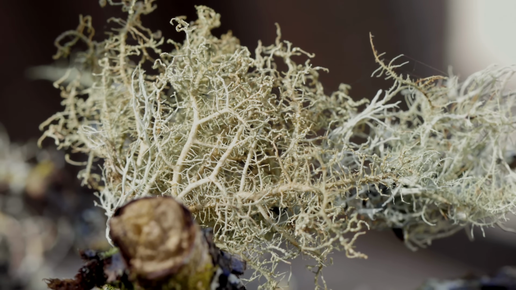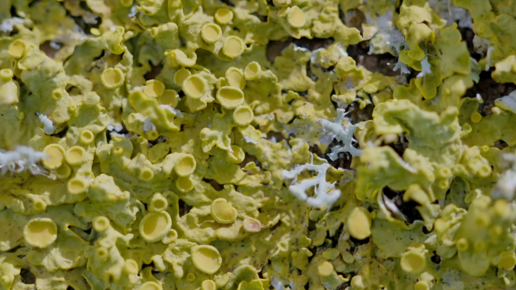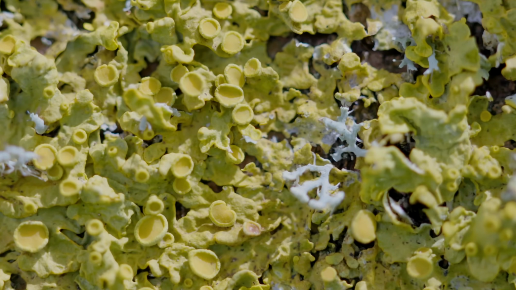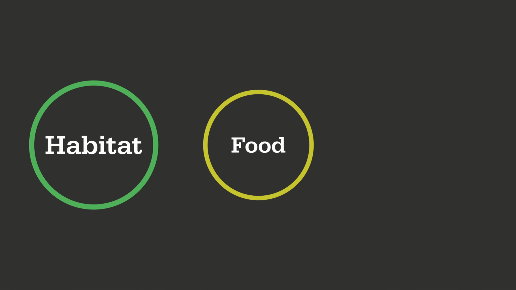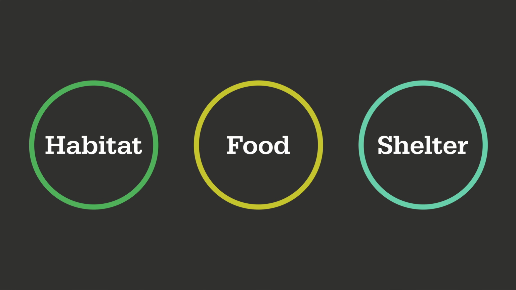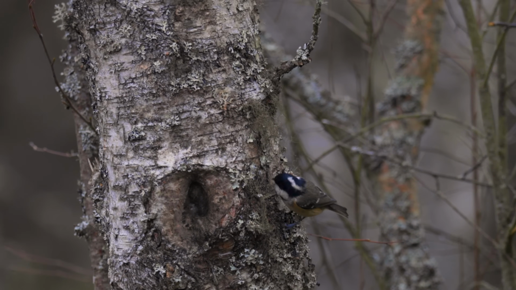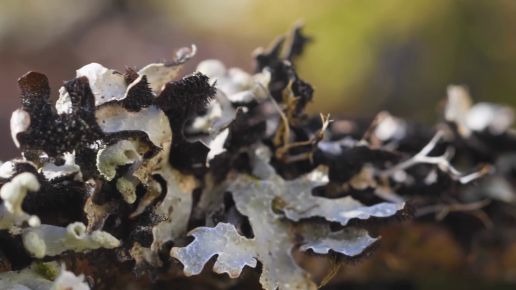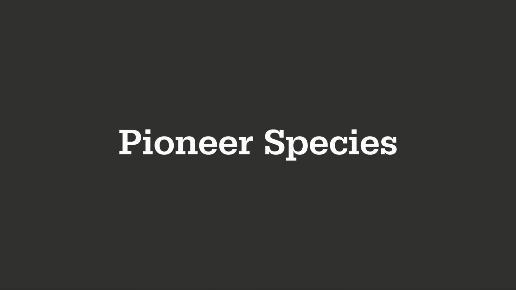Now, looking at lichens, you might not think that they're particularly important in the grand scheme of things. Well, it turns out lichens form key roles in ecosystems around the world. First of all, they provide habitat, food, and shelter for a whole array of other organisms. This could be a bird using lichen for a nesting material, or even a home for a very small organism, like a tardigrade. Lichens also act as pioneer species.